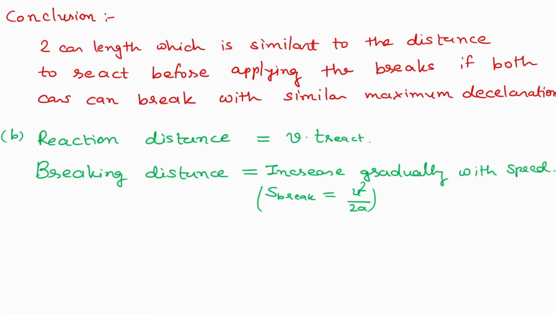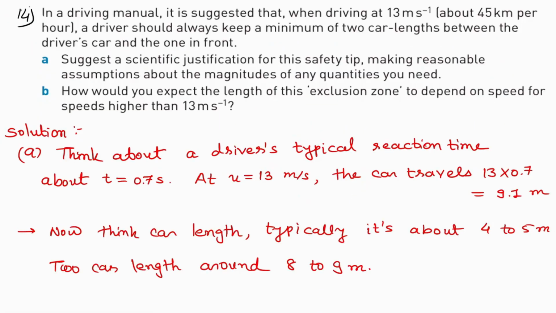So this is the kind of practical question, I would say. In this question, we use our kinematics concepts and try to understand why they give this in a driving manual. In the driving manual, they say keep a minimum distance of two cars. Okay. Now we move forward to question number 15.